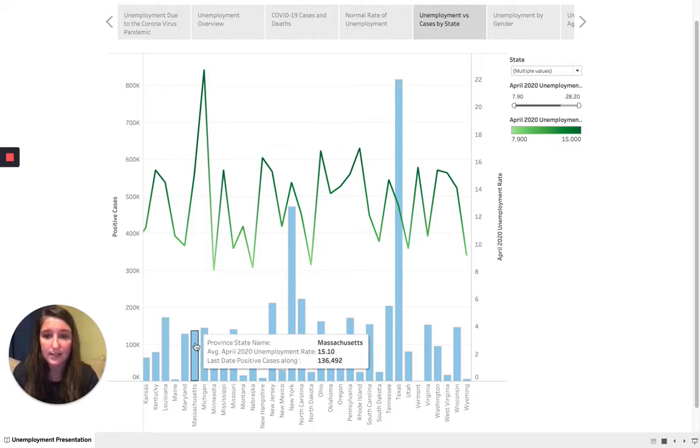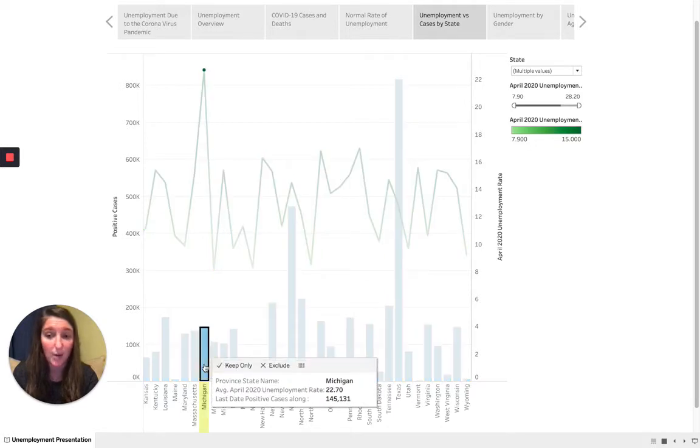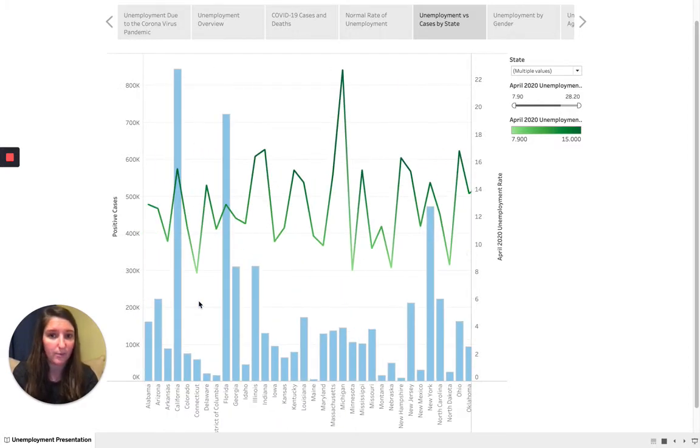But when we look at outliers such as Michigan, we can see that the number of cases is typically low at just under 150,000, with the unemployment rate at 22%. This is a huge difference from our averages of 300,000 cases with 16% unemployment. Here we have California, which we noted earlier, at over 800,000 cases and a pretty average unemployment rate of about 15.5%, higher than the national average, but very close.